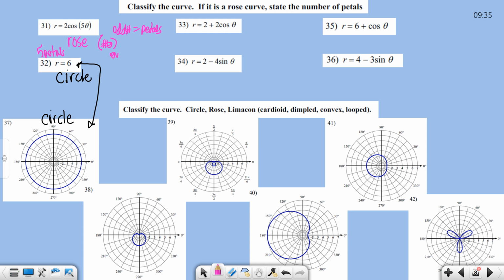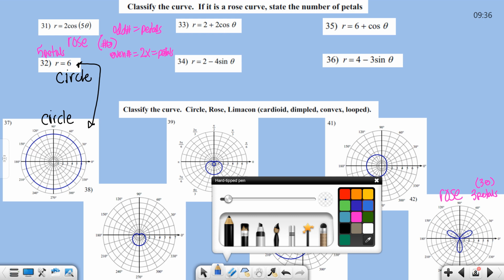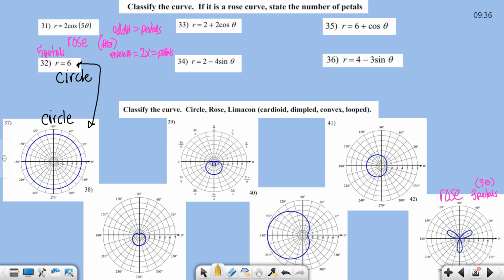And if it's an even number, then with your theta, it'll be 2 times that number to get your petals. Okay, so looking at our graphs, number 42 is a rose curve, that's easy to see, and this one has 3 petals, which means whether it's sine or cosine, I'm not stressed about that right now. I know that it's going to be something with 3 theta on the inside. All right, the remaining examples that we have are all limacons.